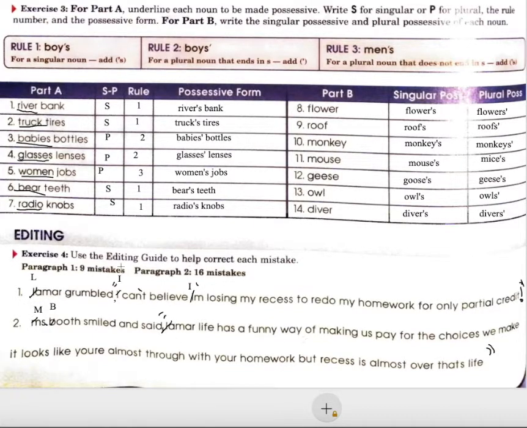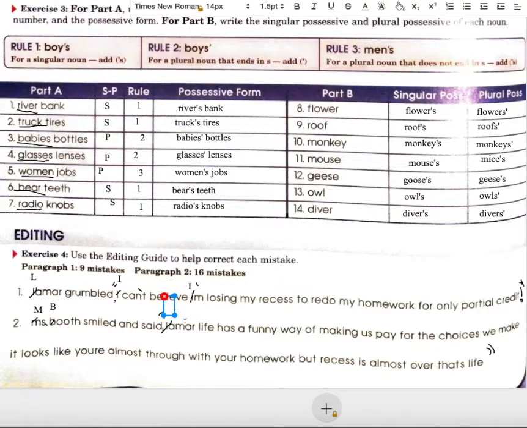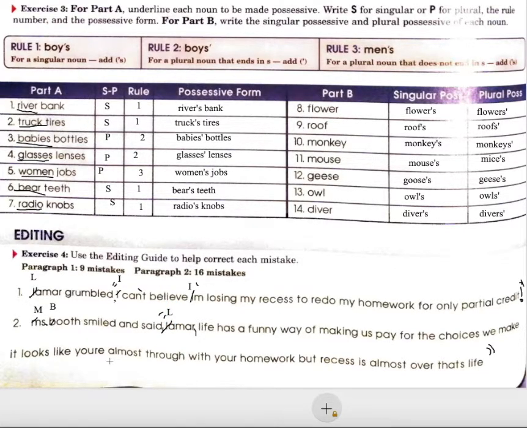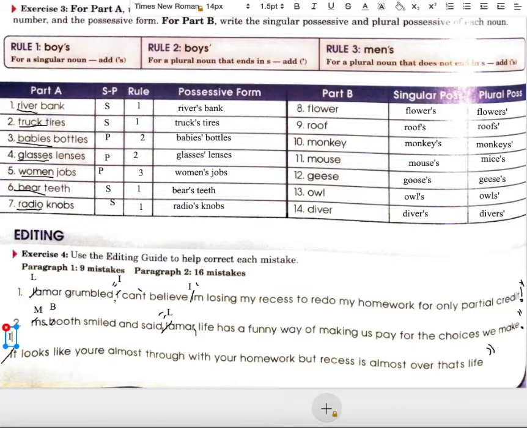All right, capitalize Lamar. Lamar, comma. She's directly addressing Lamar, so we need a comma there. Lamar, life has a funny way of making us pay for the choices we make. Oh, she actually ends her sentence here, so we need quotation marks after that. But remember, from a couple chapters ago, we put ending quotation marks there, but we don't put beginning quotation marks in the next sentence because this is a paragraph. So we capitalize it, because it's a new sentence. We don't put in quotation marks there.